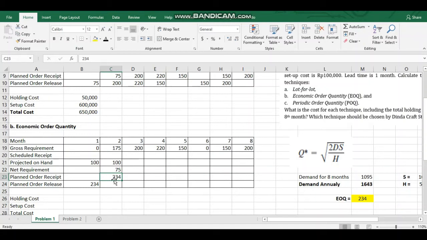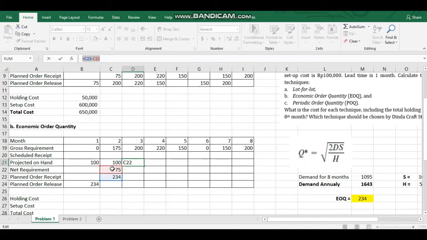So 234 minus 75 will be our inventory, right? And it will be carried to the next month. This is the remaining units after the order receipt was used to fulfill 75 units. Here, I'll show you. So 159 is our inventory in the third month; we get it by taking the order receipt in the second month minus the net requirement for the second month.